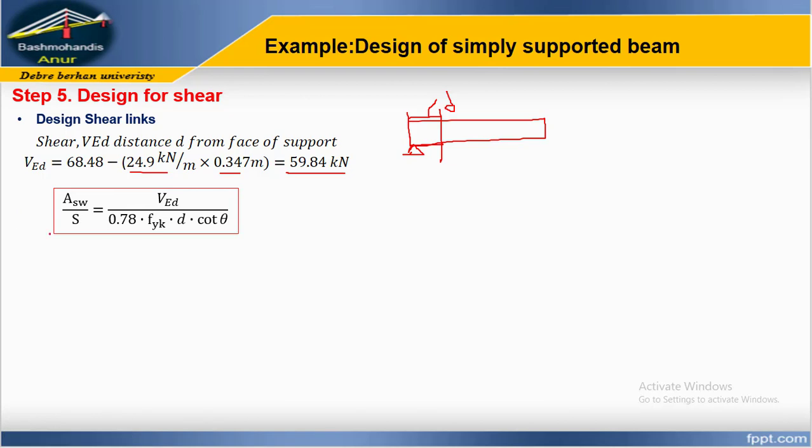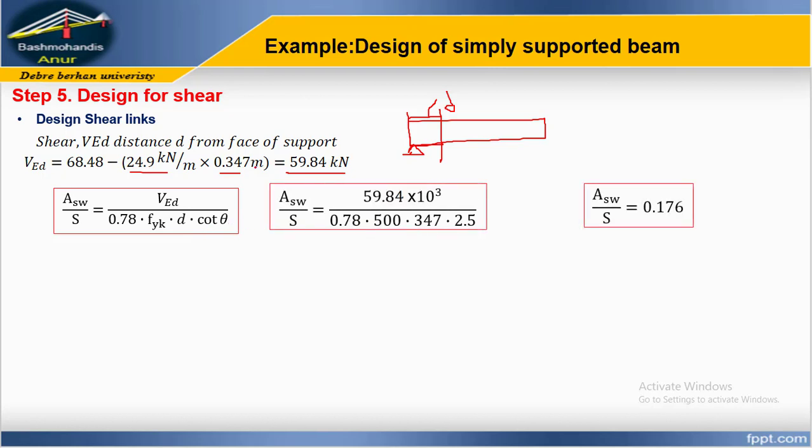Finally, this ratio Asw by s equals VEd divided by 0.78 times fyk times d times cot theta. Remember, theta here is 22 degrees, okay? Substituting the values, this ratio equals 0.176.